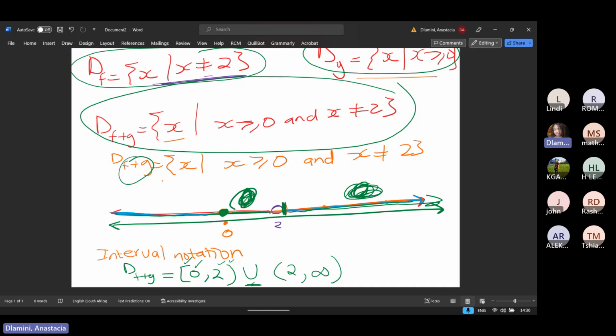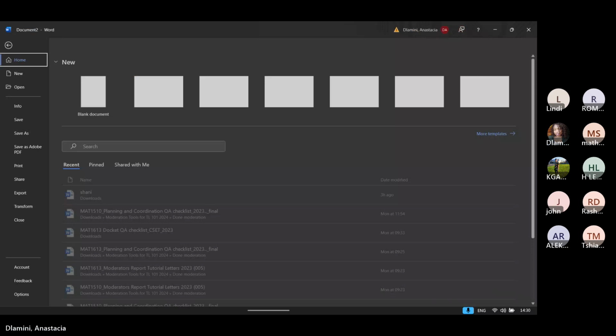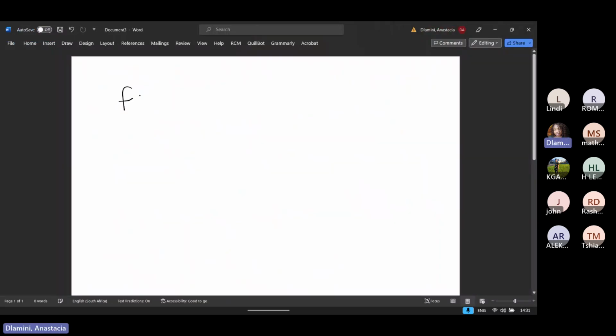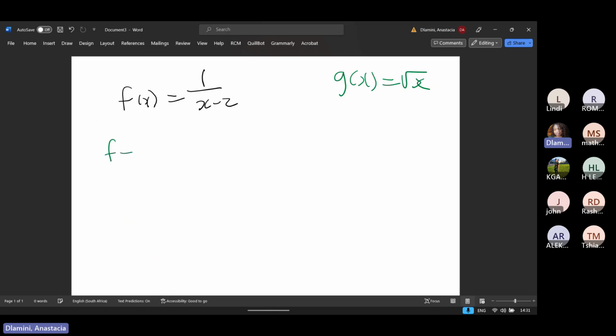Good. Now that you understand, let's do the next one. We have f of x equals 1 over x minus 2. Then g of x is equal to the square root of x. They want you to find f minus g. That one we know is 1 over x minus 2 minus the square root of x, right? So they want you to find the domain of f minus g. What is the domain of f minus g?